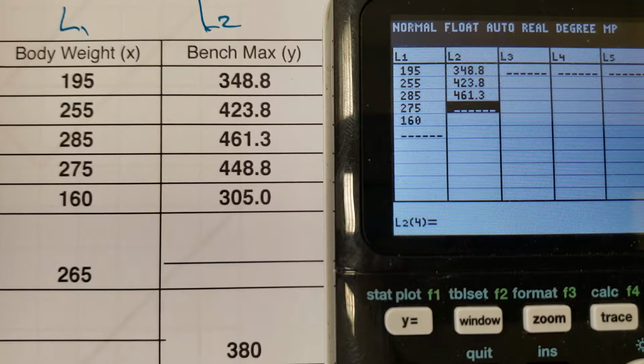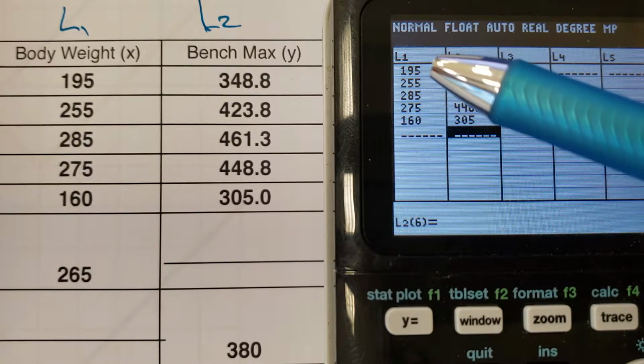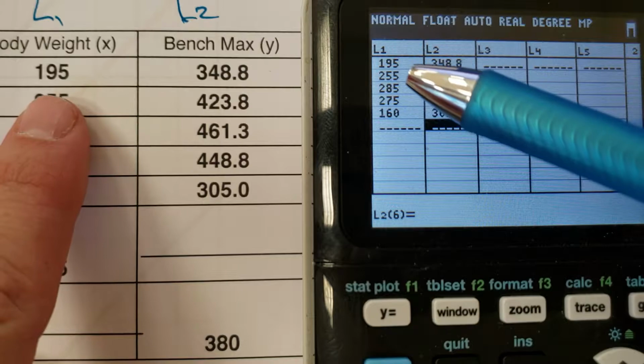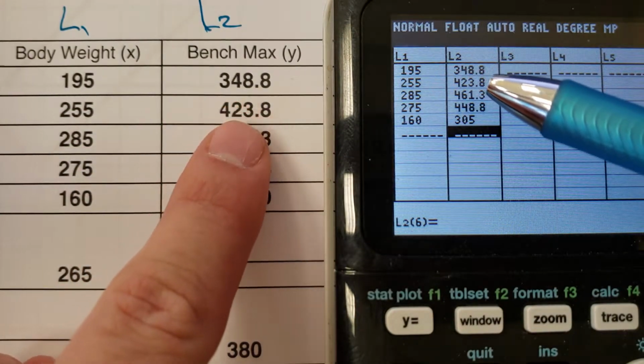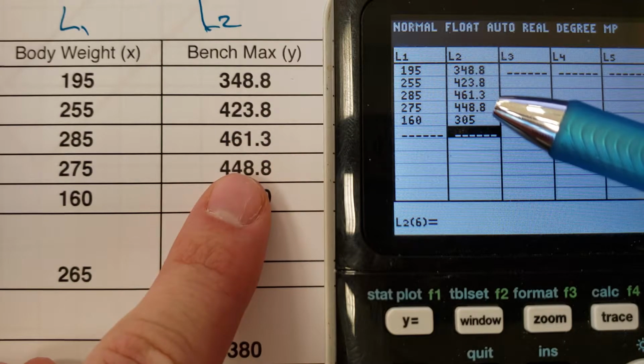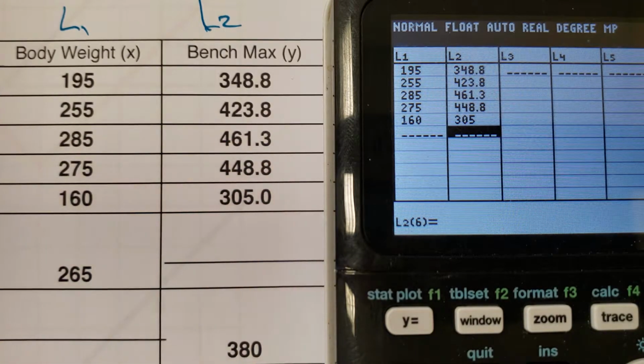461.3, 448.8, 305 flat. I think that's it. Double check the numbers. 195, 255, 285, 275, 160. Yep. And then double yep. All right, here we go.